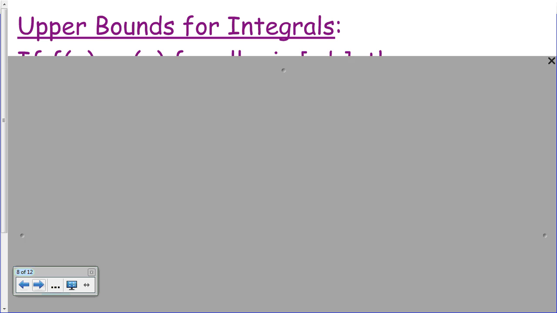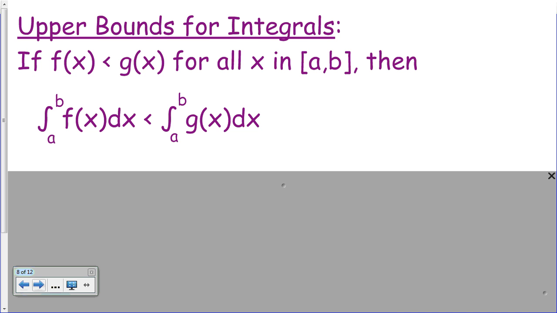And finally, the last property that they give us is for upper bounds for integrals. It says here, if function f of x is less than g of x, so if you look at the two graphs, function g of x is always above function f of x, for all x in the closed interval from a to b, then it turns out that the definite integral from a to b of f of x dx is also less than the definite integral of g of x dx.